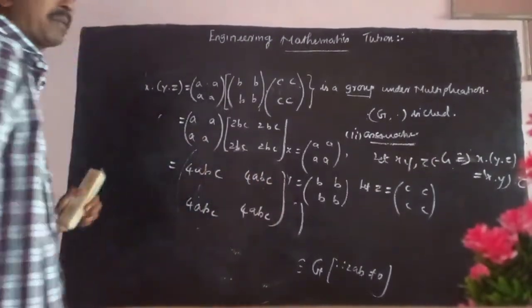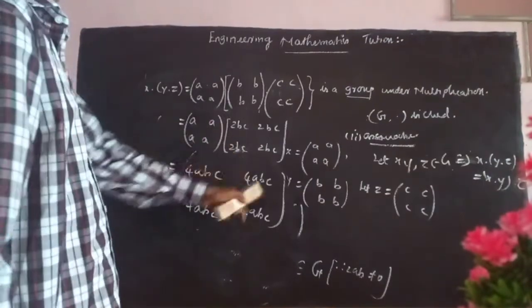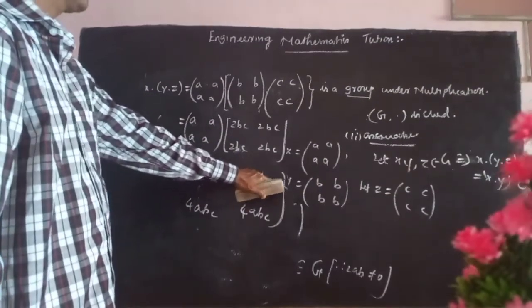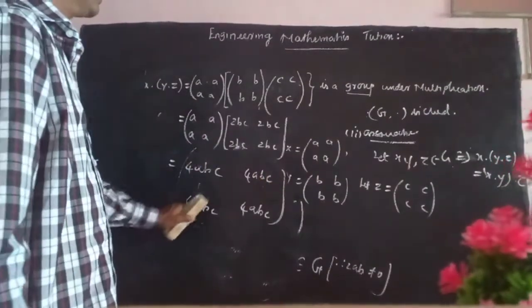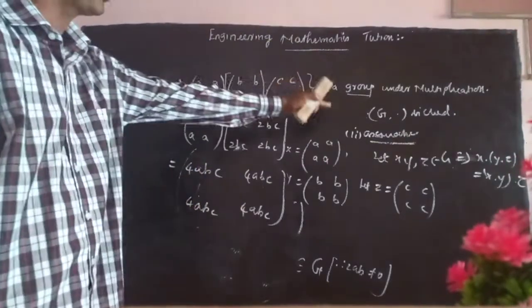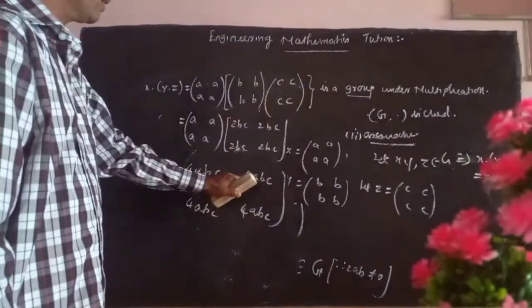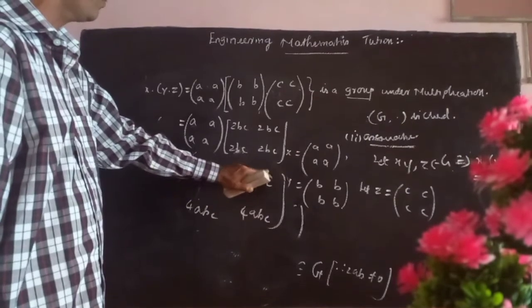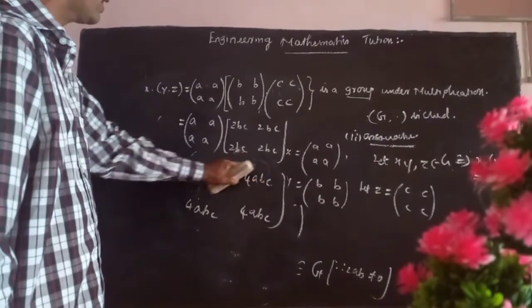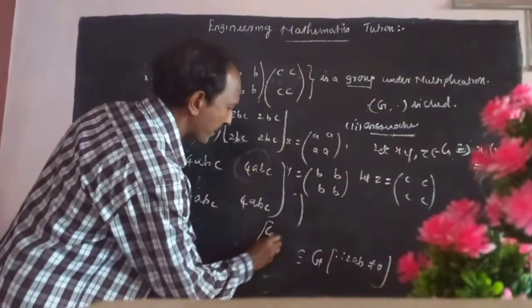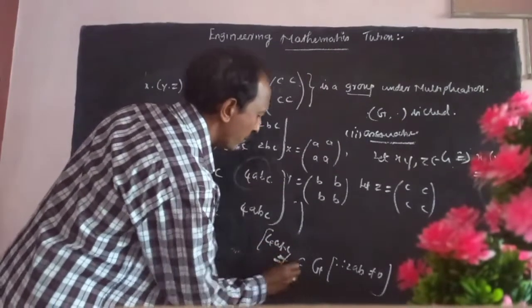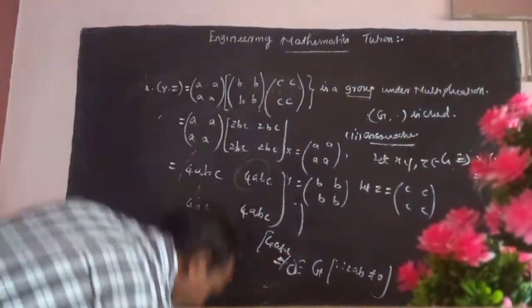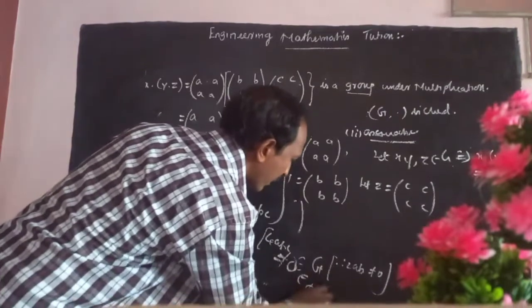A belongs to R star, B belongs to R star, C belongs to R star. So totally 4ABC also belongs to R star. It's a non-zero element. Here 4 is not equal to 0, A not equal to 0, B not equal to 0, C not equal to 0. So this 4ABC is not equal to 0, so that also belongs to R star.